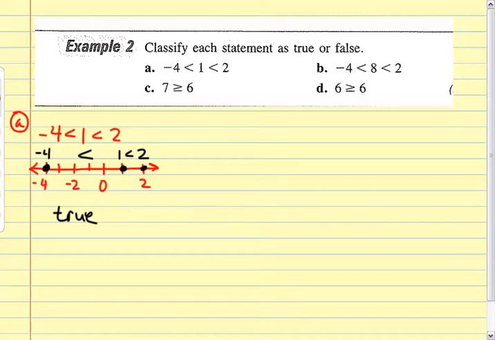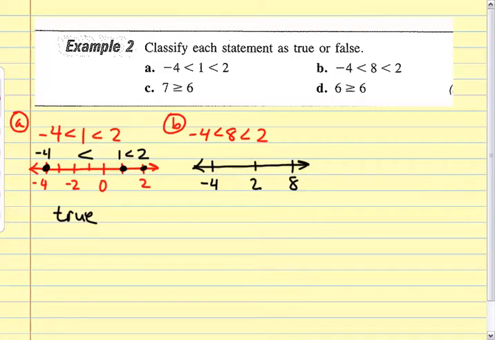When we look at B, let's see. -4 is less than 8, which is less than 2. Well, that's not true. We can see that looking at it. If we were to do it on the number line, obviously -4 goes here. Let's put 2 here. 8's got to go out there. You can see this order's been reversed here. So this is not true. It's false. Simple enough.